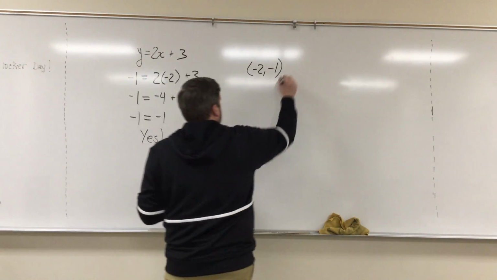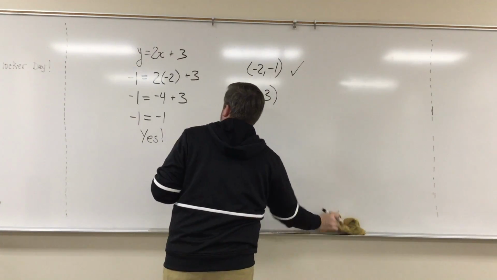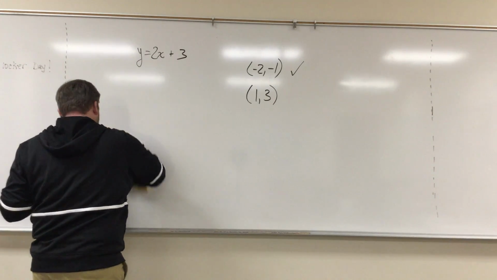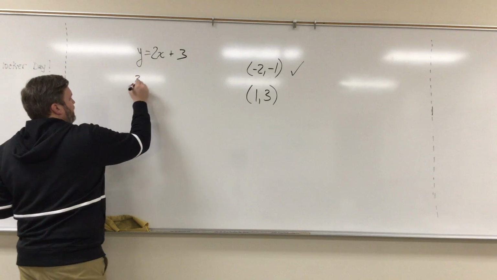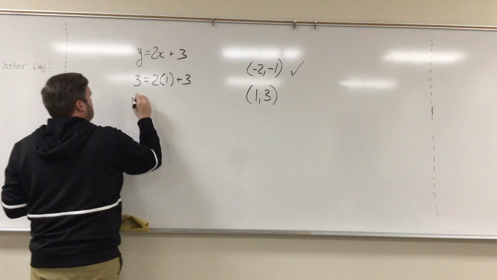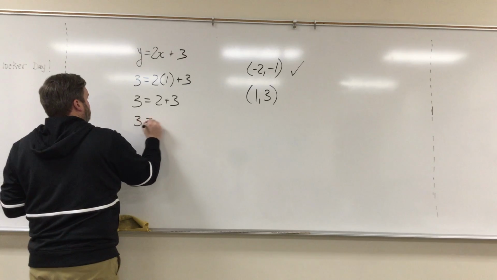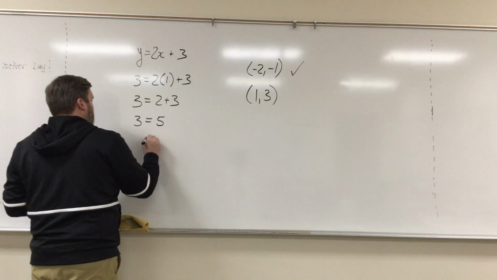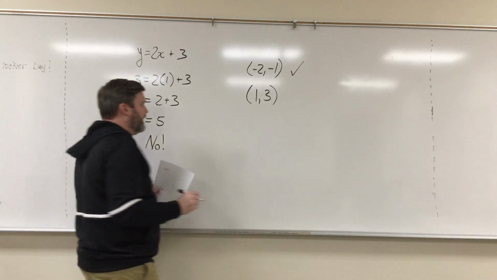All right, so that one worked. Let's try 1, 3 and see if that works. So same equation, just a different point. So I'll get 3 equals 2 times 1 plus 3. 3 equals 2 plus 3. 3 equals 5. That's a false statement. So no, that is not a point on the line. So that one did not work.